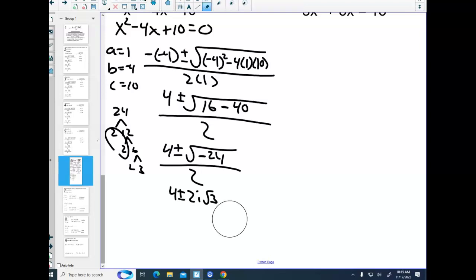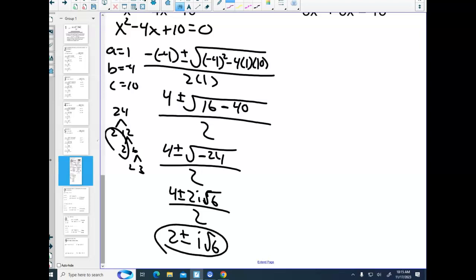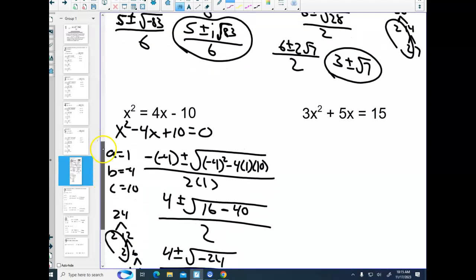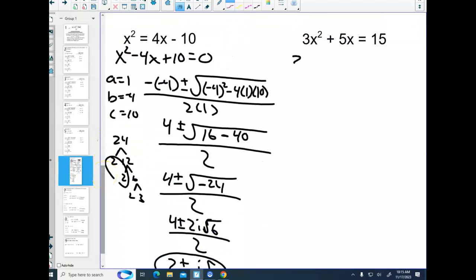Sorry, 2i root 6. Excuse me with that. Over 2. And that 4 over 2 is 2. Plus or minus, the 2 over 2 cancels. And we're left with plus or minus i root 6. Those are your answers.